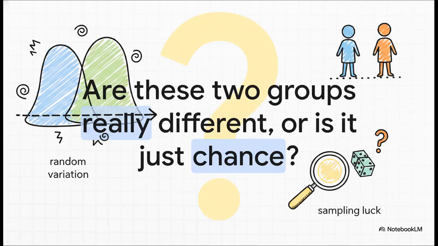Are these two groups actually different, or did I just happen to get a weird sample of people? Is it a real effect, or is it just random chance? This is the fundamental mystery that a t-test is designed to solve. It helps us find a real signal in all of that statistical noise.